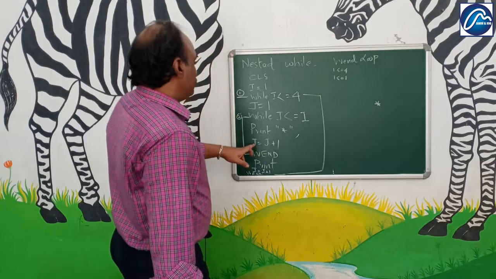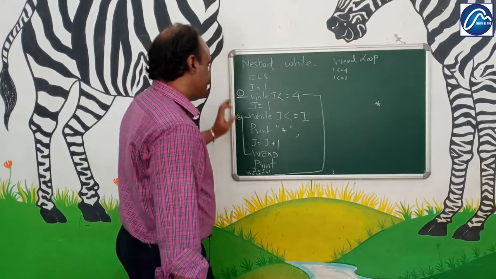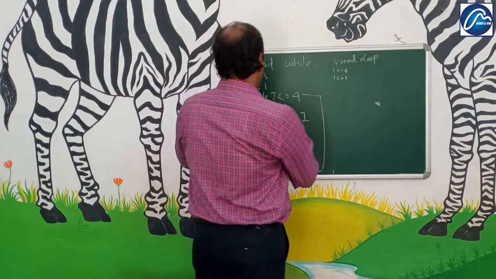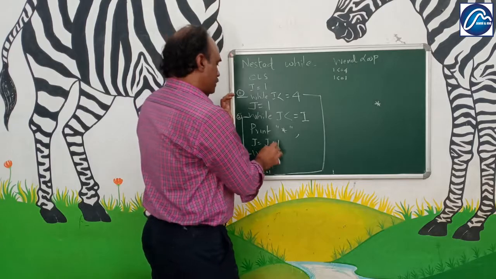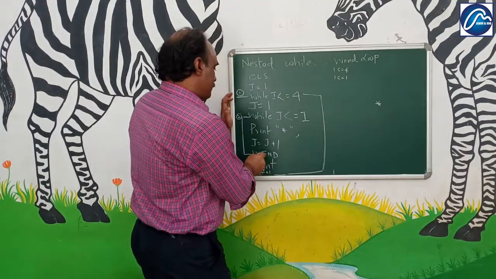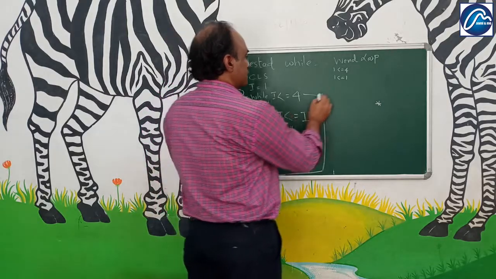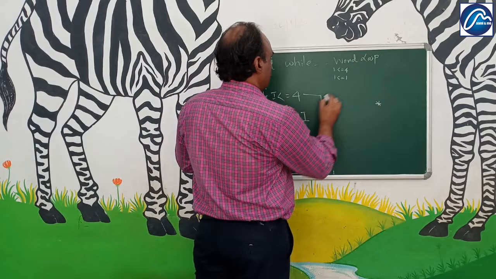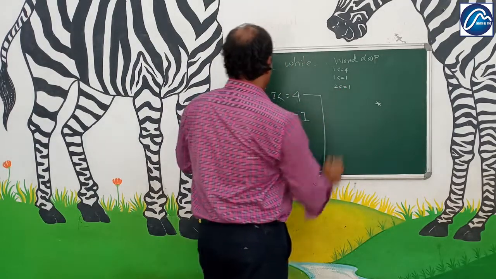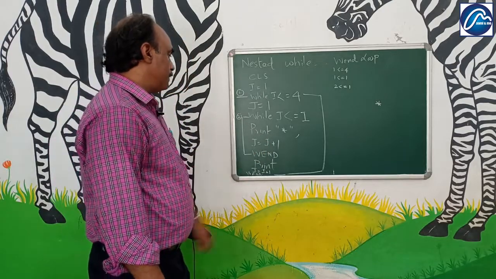Okay, then comes j is equal to j plus 1. What is the value of j here? j is equal to 1. 1 plus 1, j becomes 2. When j becomes 2, it will tell to go up. Is j less than or equal to 1, so 2 less than or equal to 1, because i has been given the value as 1. So what will happen here?